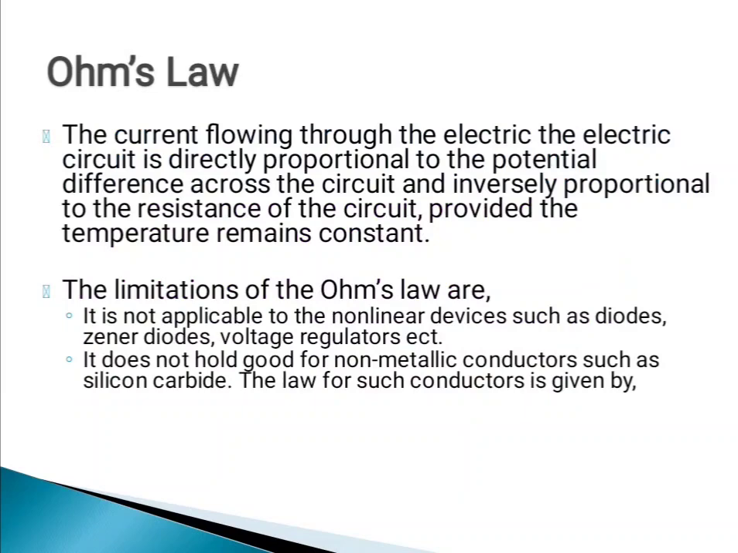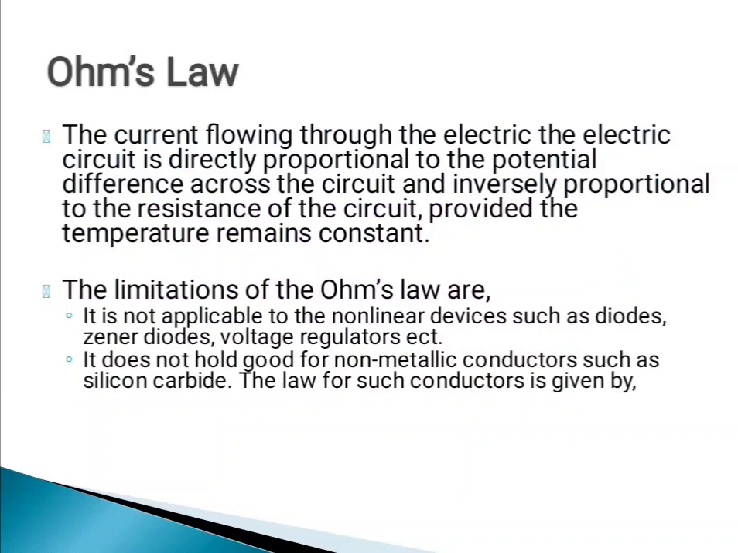As per the relation, V is directly proportional to I, the current. So in an electric circuit, the current is directly proportional to the potential difference across the circuit and inversely proportional to the resistance of the circuit. So what happens here? Ohm's law defines the relation between the current and the voltage.